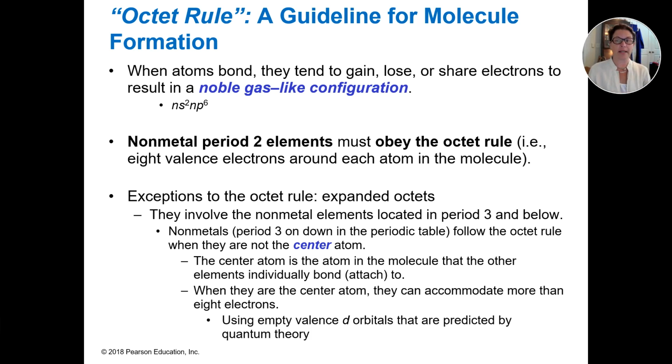We can have expanded octets, which means more than 8. We see that with the bigger, heavier metals when they're bonded with a non-metal.